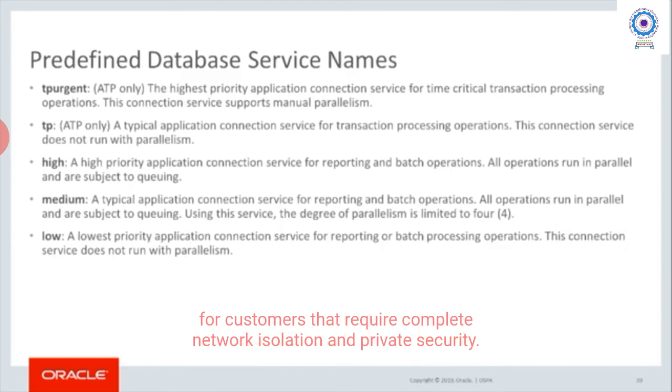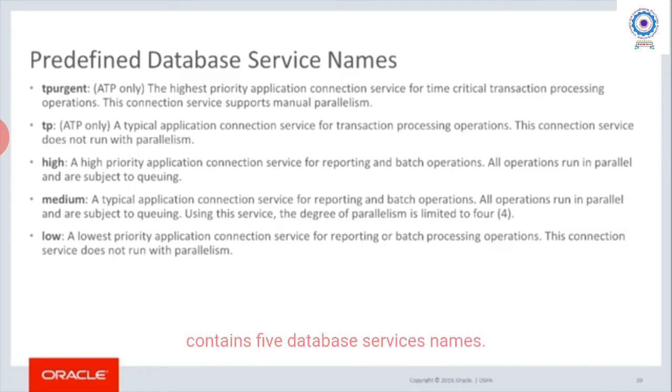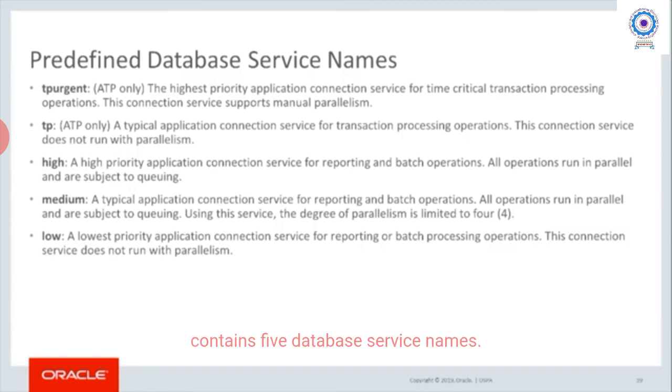The tnsnames.ora file provided with the credentials file contains 5 database service names. Sessions in these services may get disconnected if they stay idle for more than 5 minutes, and other user sessions require the resources consumed by the idle session. This allows resources to be freed for other active users in your database.